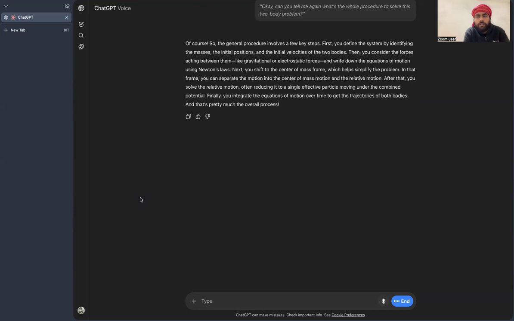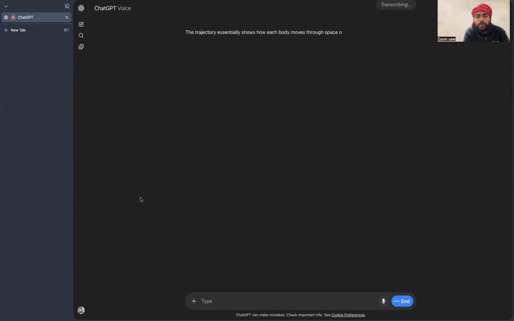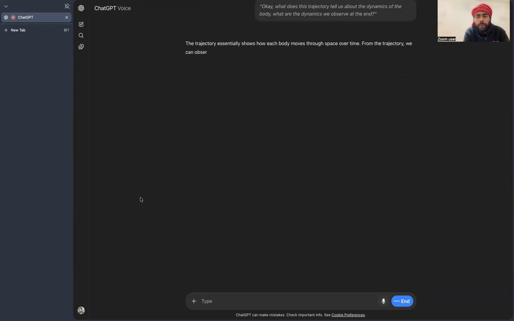Okay, what does this trajectory tell about the dynamics of the bodies? What are the dynamics we observe at the end? The trajectory essentially shows how each body moves through space over time. From the trajectory, we can observe several dynamics. For instance, we can see how the bodies' positions change relative to each other, how their velocities evolve, and how energy is conserved or exchanged.